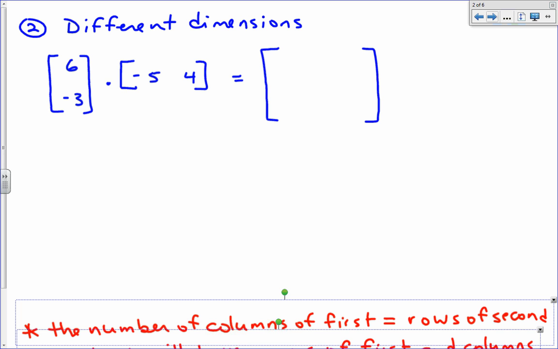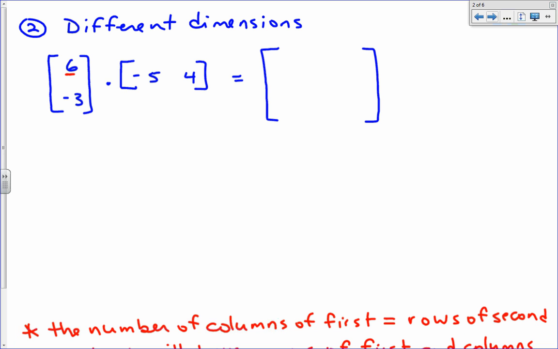I'm going to start with the first row, which is just this one number, and I'm going to put it with the first column, which again is just one number. So that's 6 times negative 5 gives me negative 30. I'm going to stay in the top row until I've dealt with all of the columns of the second one. So that gives me 6 times 4 for 24. Now I'm ready to move down to the second row. So I have negative 3 times negative 5 is positive 15, and negative 3 times 4 is negative 12.